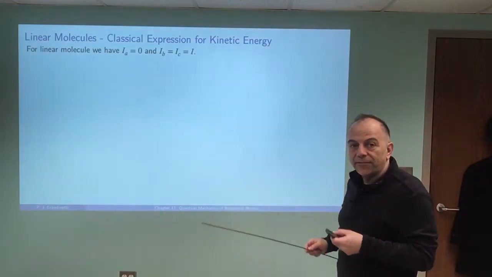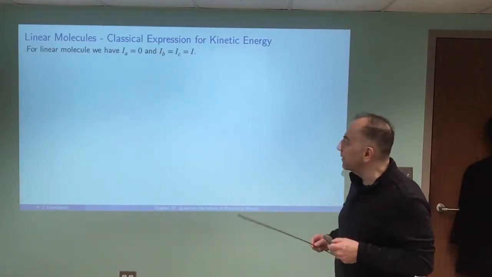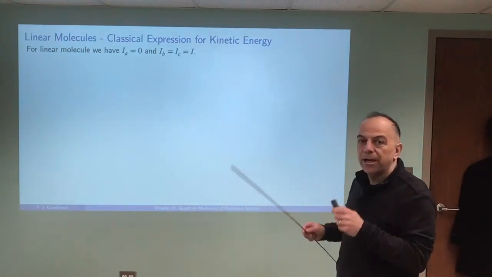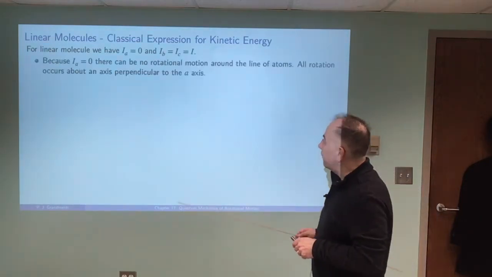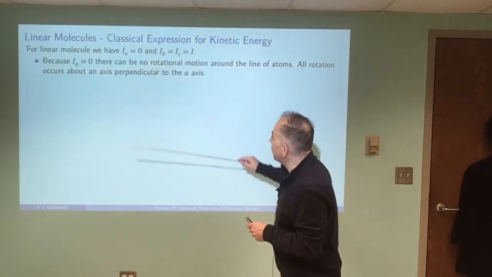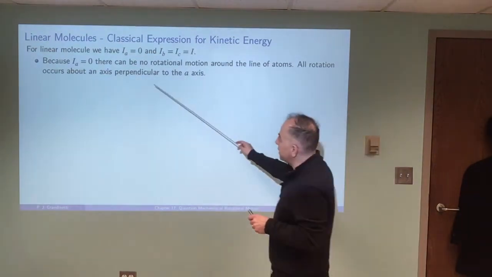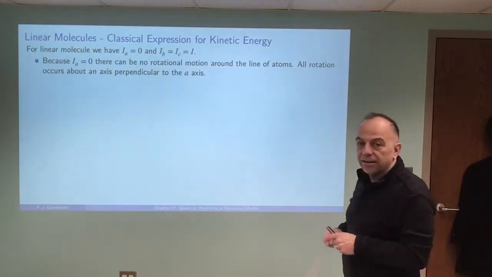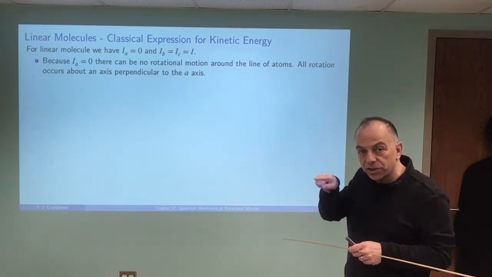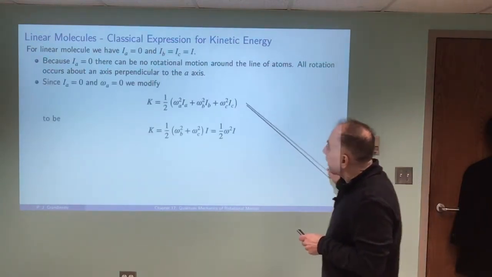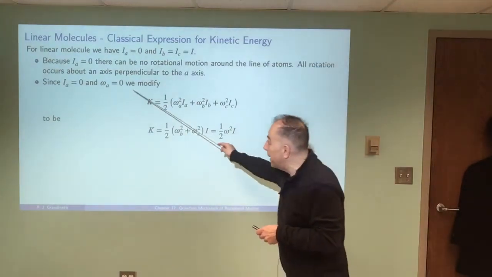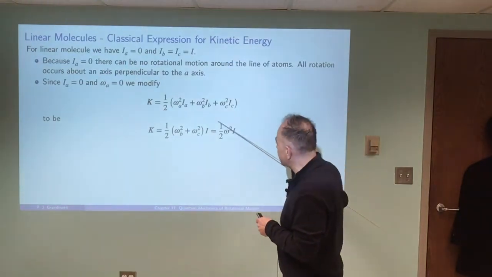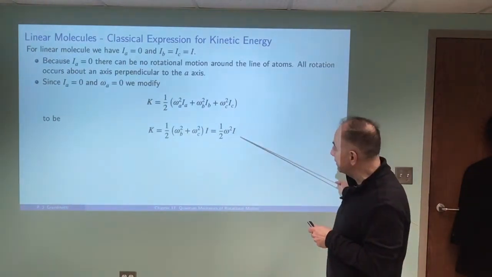Now, there's a little bit of a difference here compared to the previous classifications. For the linear molecule, we have to go back and reevaluate the kinetic energy expression before we come up with our Hamiltonian expression. If you remember back in that chapter, we noted that because there is 0 for the IA component, there can be no rotational motion about the line of the atoms. So for a diatomic, it means no rotation about the bond axis. Now, since we have IA equals 0 and omega A equal to 0, our general kinetic energy expression for rotation becomes this for the linear molecule.